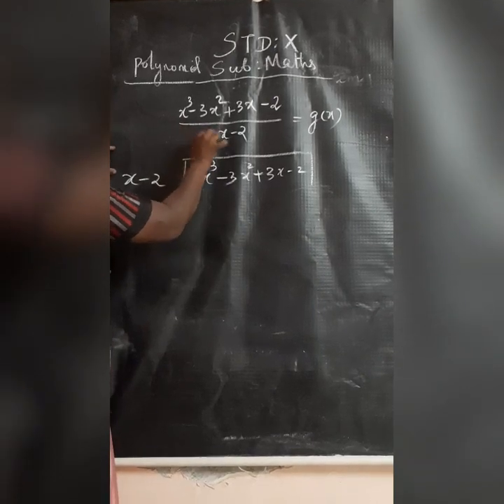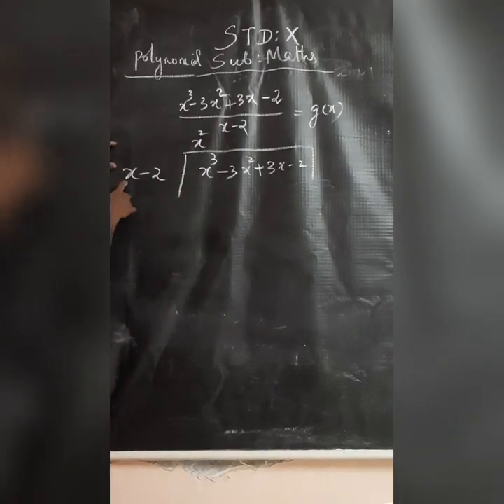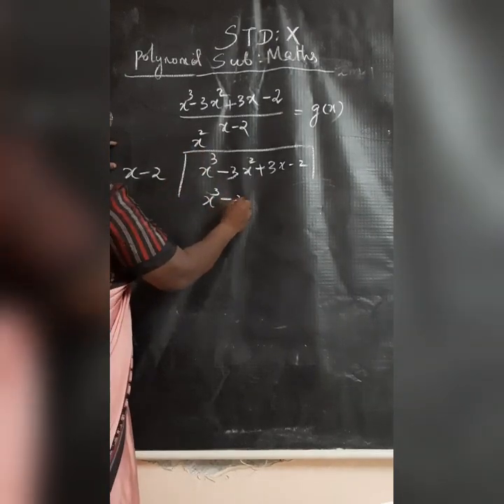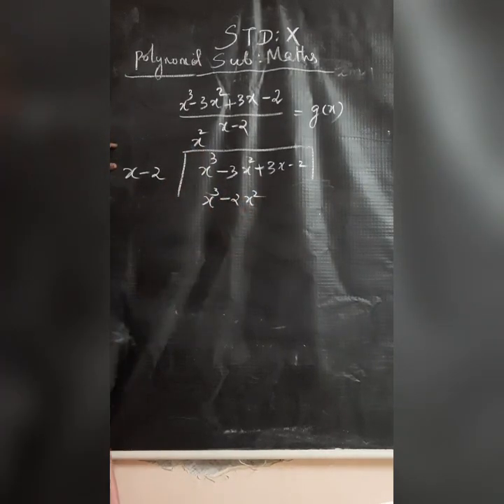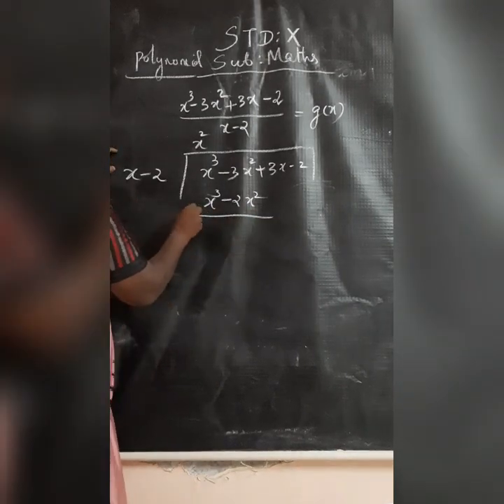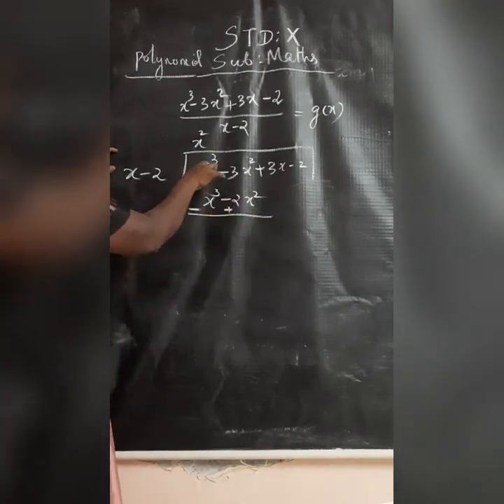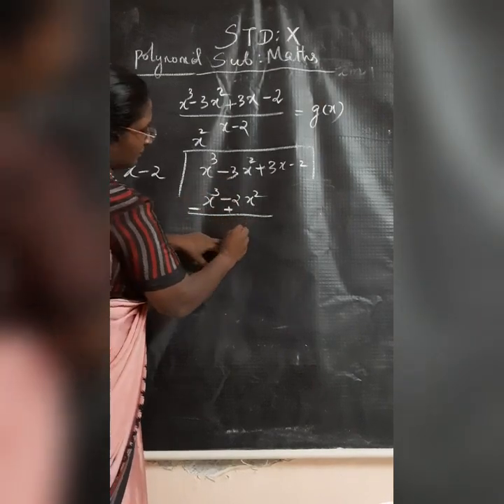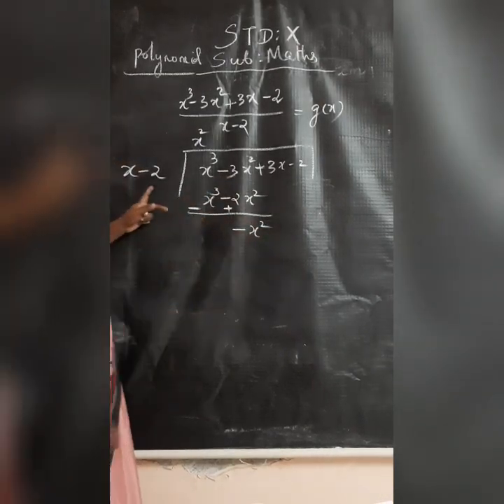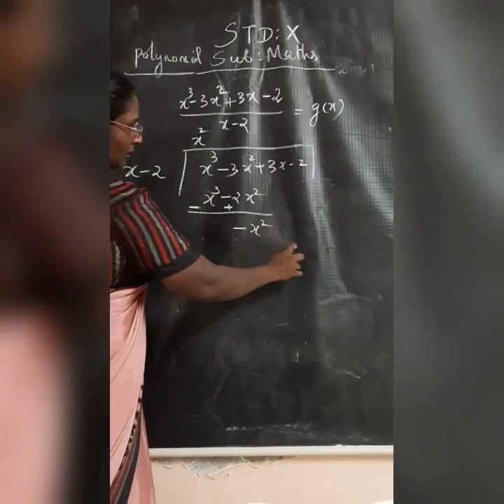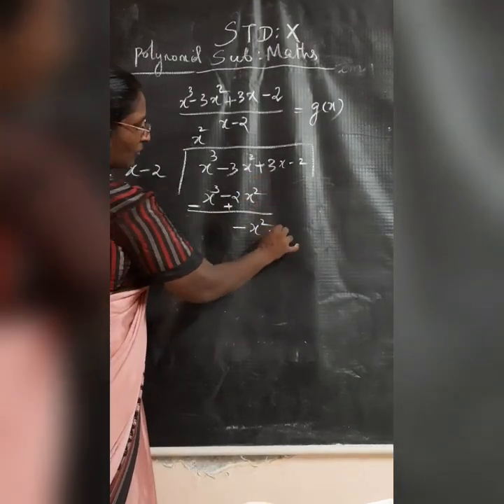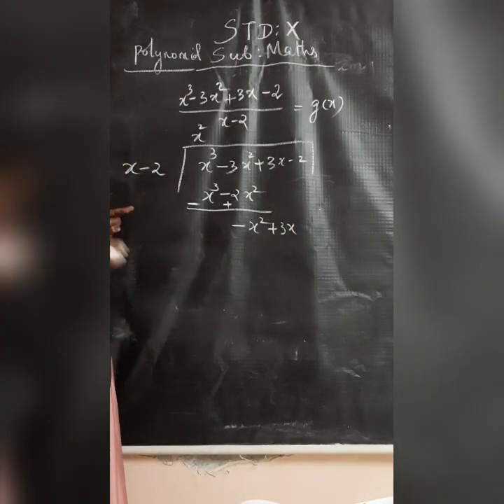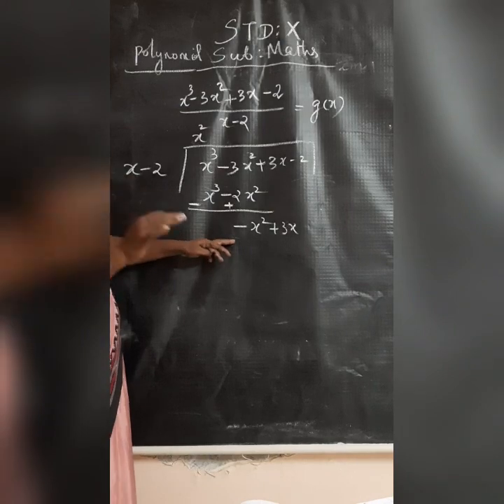X square. x square into x, x cube, x square into minus 2, minus 2x square. Then change the sign, minus and plus. x cube minus x cube cancelling, minus 3x square plus 2x square means minus x square will come. Here 2 terms, here also we need 2 terms. So bring down one more term, 3x. Clear now? Any doubt, you ask any time.